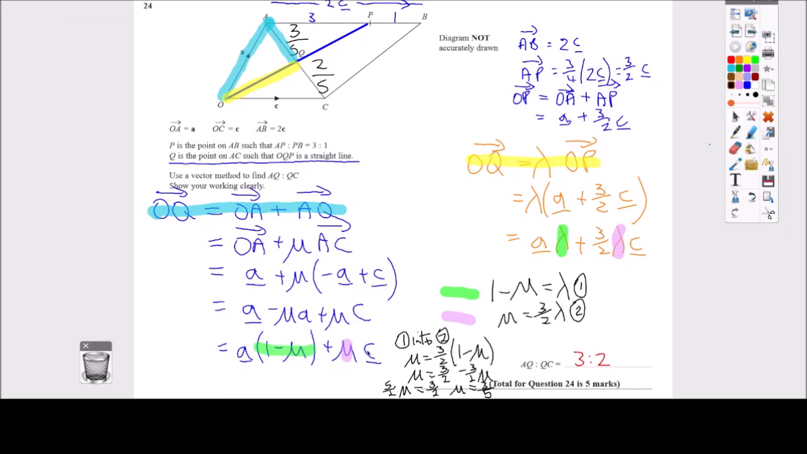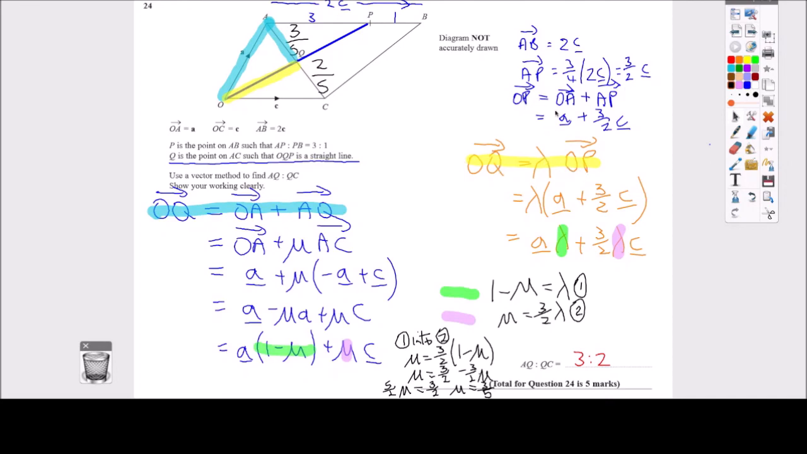So we're left with the final vector for OQ as being so much of A plus so much of C. We're just going to park that for now, okay? And we're now going to go from O to Q by the yellow route, a completely different route, with OQ being a different unknown fraction of O to P. So I'm going to set that up as OQ being lambda times OP.